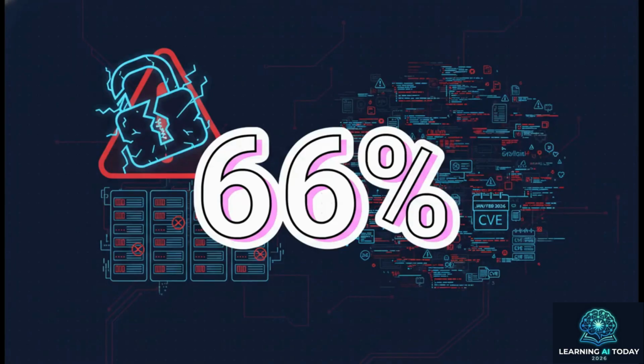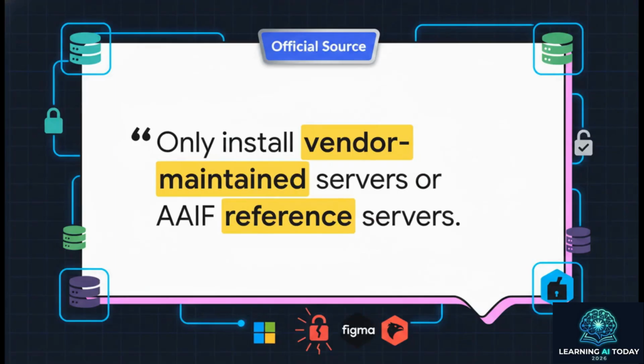All right, we need to drop the energy for a second because I have a stark reality check for you. The MCP ecosystem is amazing, but right now it is the Wild West. A staggering 66% of scanned MCP servers in public registries had security findings. 66%! There were over 30 CVEs filed in just January and February of 2026 alone. There are over 10,000 servers out there, and a lot of them are just weekend side projects that have zero security auditing.